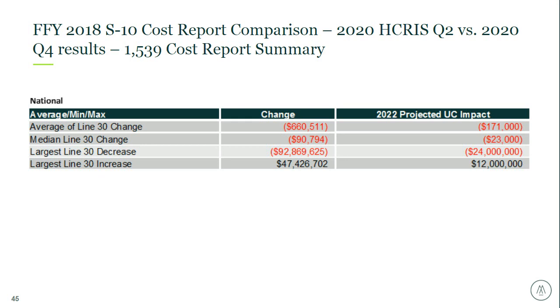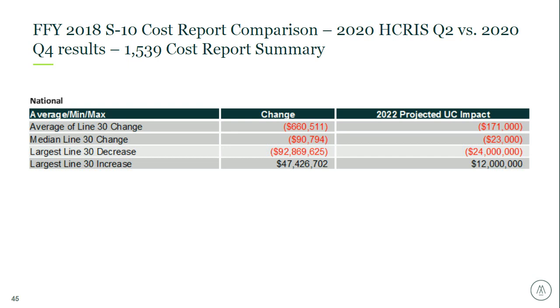And so there were some wild swings still with these audits, as we saw over 300 multi-million-dollar negative adjustments to line 30, with the largest coming in at a $92 million reduction. We also saw some sizable increases, with the largest at over $47 million, which equates to about a $12 million pickup in future UC reimbursement.